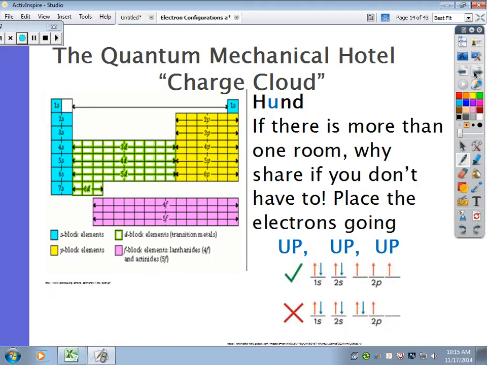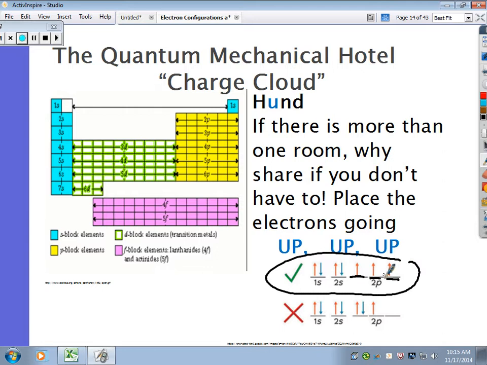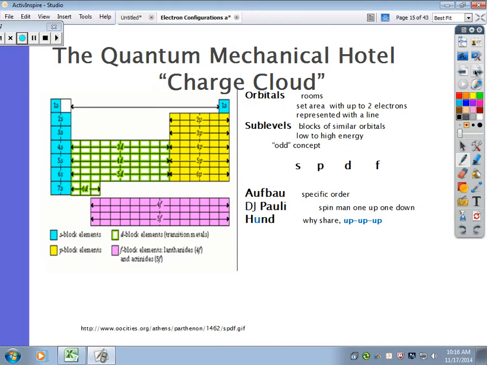So here you go, look at this right here. This is good. What's true? I fill my S's because I have no choice. My P's right here, if you notice, I've got 3 separate lines. And I put them in going up, up, up. Not up, down, up. Okay, this is wrong, and we'll talk about why in a second. Okay? So you need to write these down and understand and memorize who these guys are.